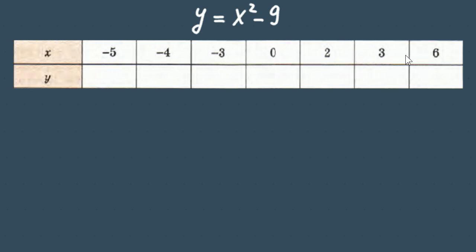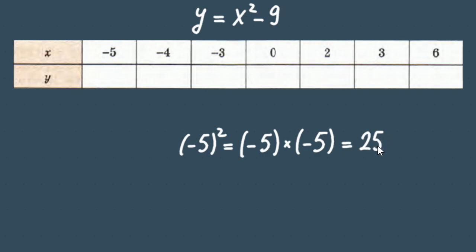To raise the number to the second power, we need to multiply this number by itself. With this multiplication, we always get a positive number. Since the negative number is multiplied by the negative number, we get a positive number. And with the multiplication of two positive numbers, the result will also be a positive number. We substitute negative 5 into the function instead of the variable x, raise negative 5 to the second power, and get 25, subtract 9 from 25, and we get 16.